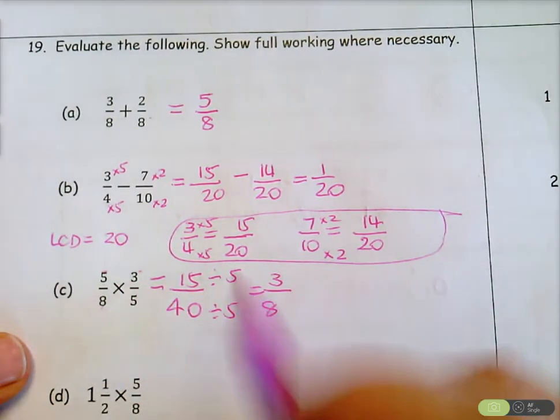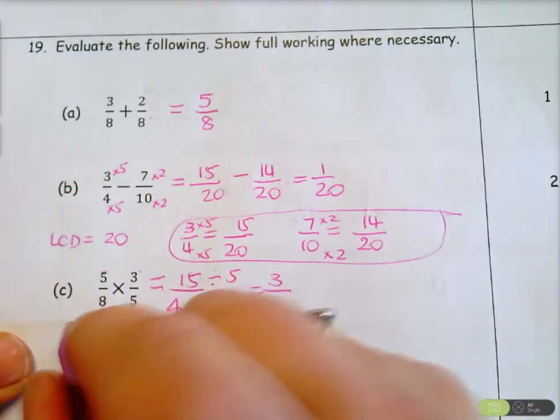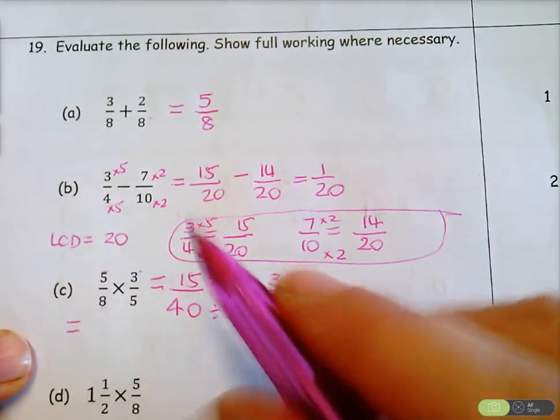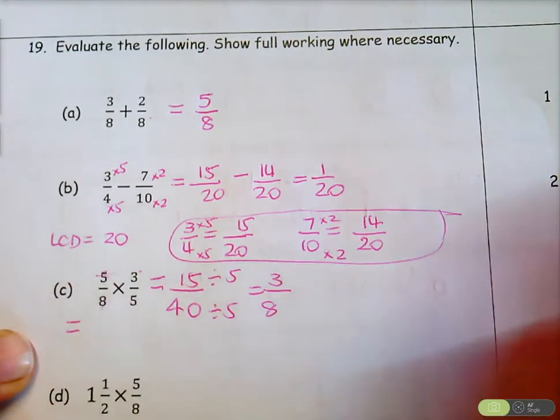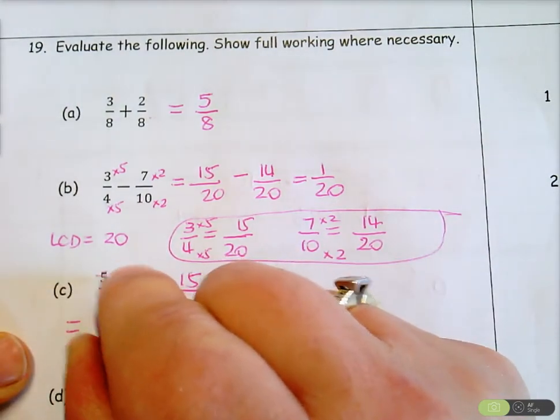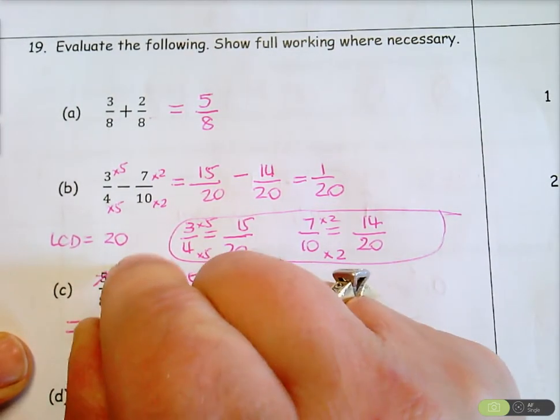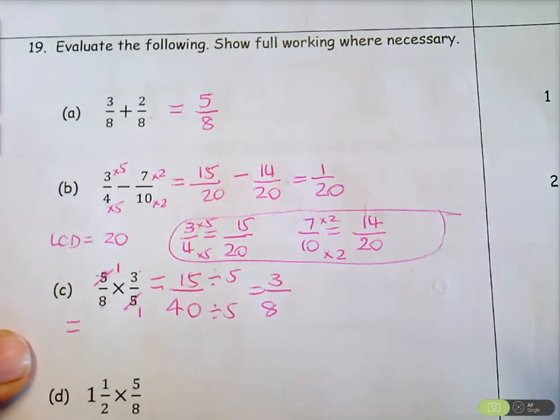Now, knowing that we could cancel there, there is actually an easier way of doing this. Before multiplying, we should check and see if we can do any cancelling. Now we know that the fives can cancel, so 5 goes into 5 once, 5 goes into 5 once.